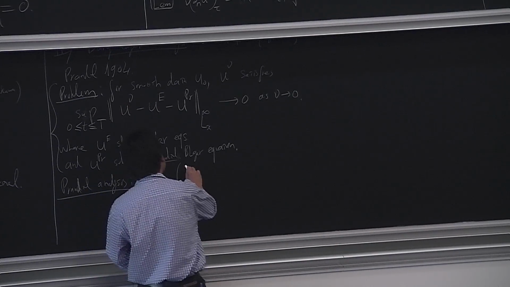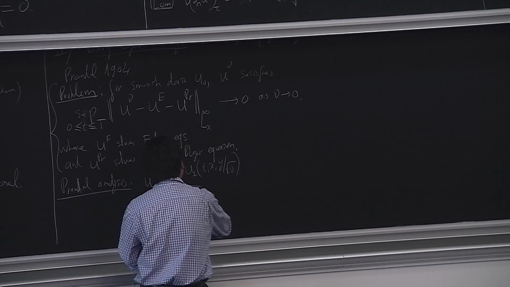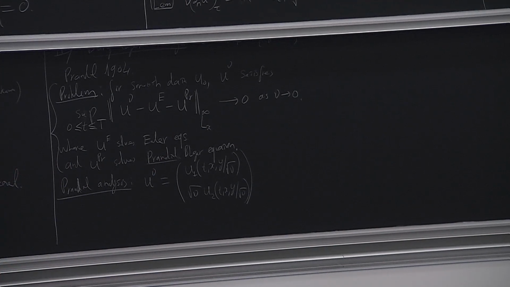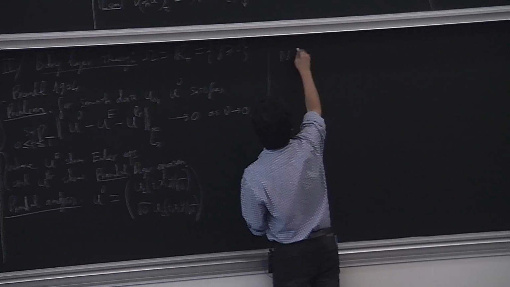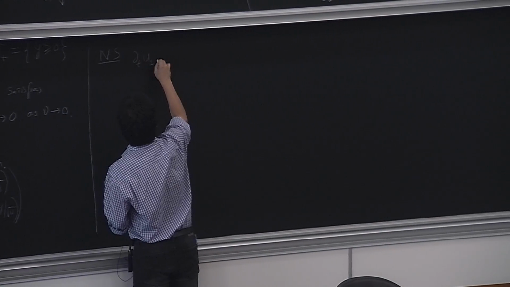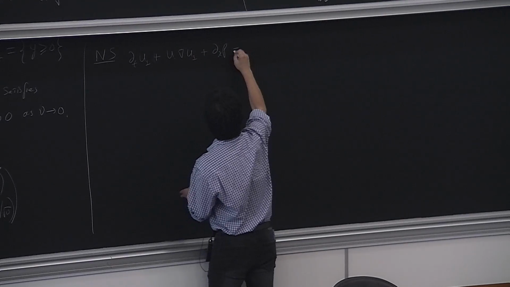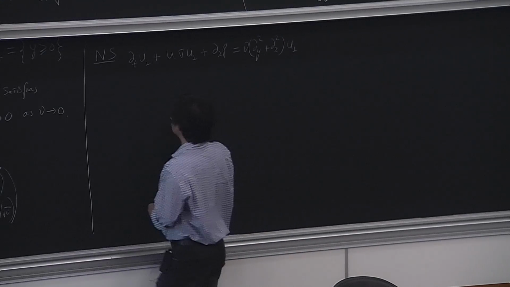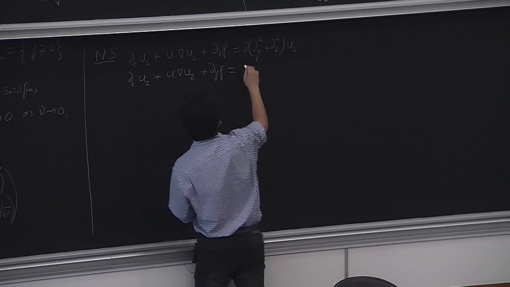You write u^nu as u1^nu(t, x, y over square root nu) and square root nu u2(t, x, y over square root nu). So you propose an ansatz for the behavior near the boundary. So you have an equation like this. This is the Navier-Stokes equations. The equation is dt u1 plus u dot gradient u1 plus dx p equals nu (dy square plus dx square) u1, and dt u2 and so on. Of course, this is the same Navier-Stokes equations. I just write it in a bit more component-wise.